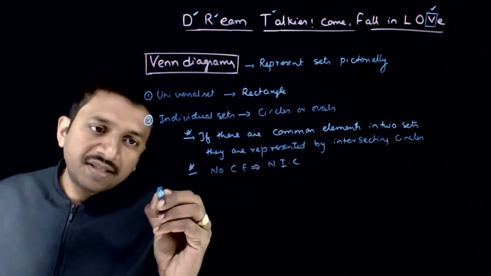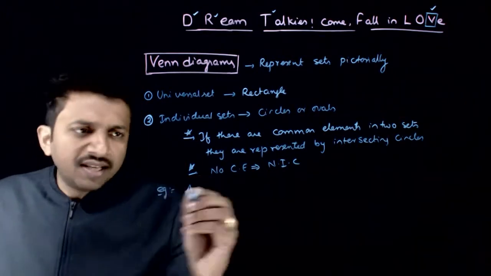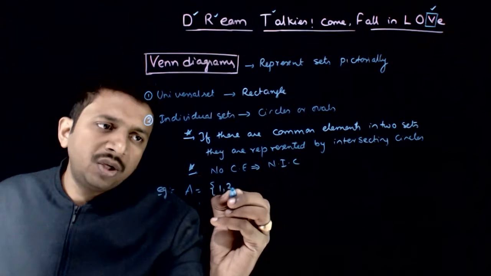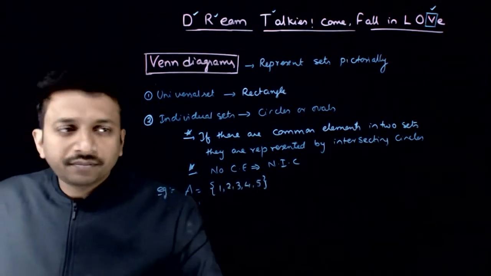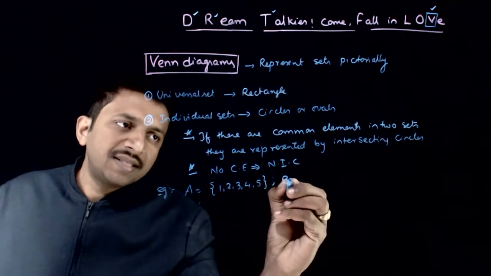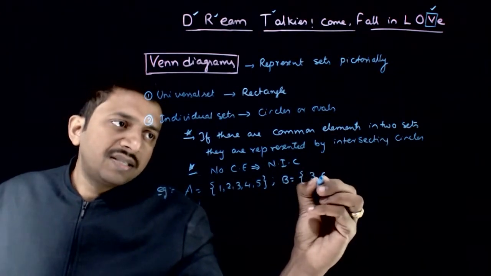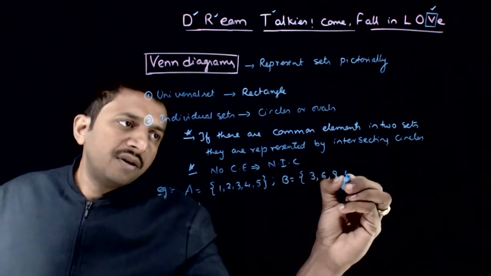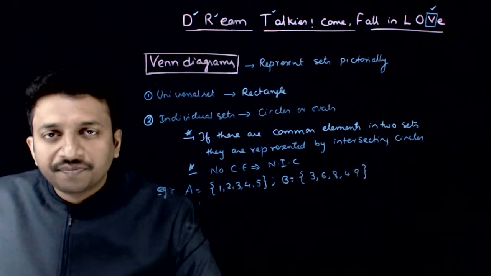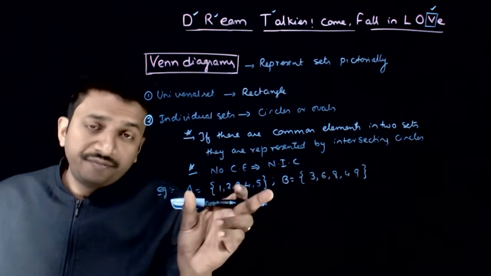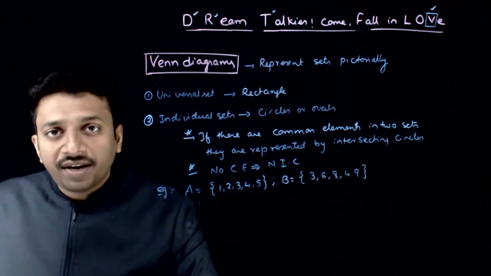For example, let us take two sets. A is the set containing 1, 2, 3, 4 and 5. And let us take a set B which is 3, 6, 8, 4, 9. Let's take these two sets. Now, let us represent these two sets using a Venn diagram.